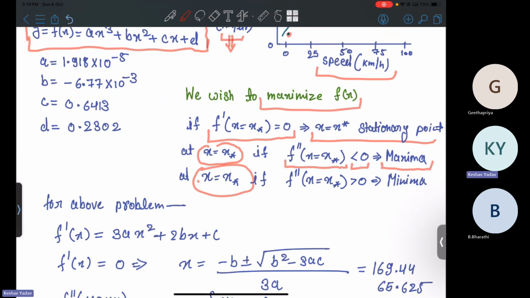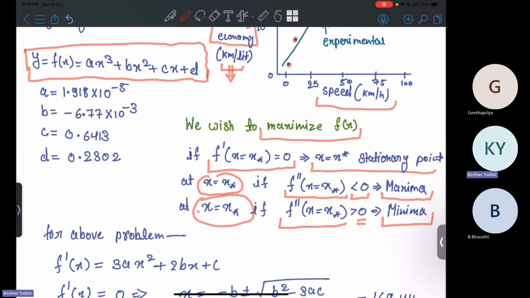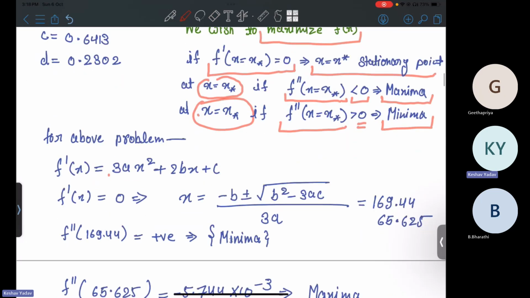And if this f double prime x at x equal to x star is greater than 0, that will lead to minima. Okay, so let us differentiate this. That will be equal to the differentiation of this, 3ax square, plus the differentiation of this, 2bx plus c. That is what we have written.